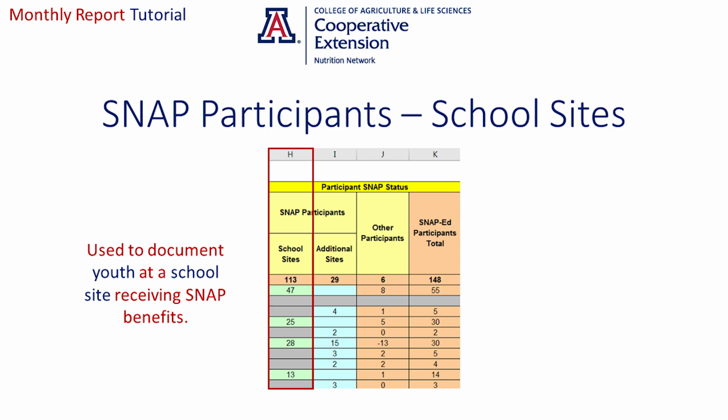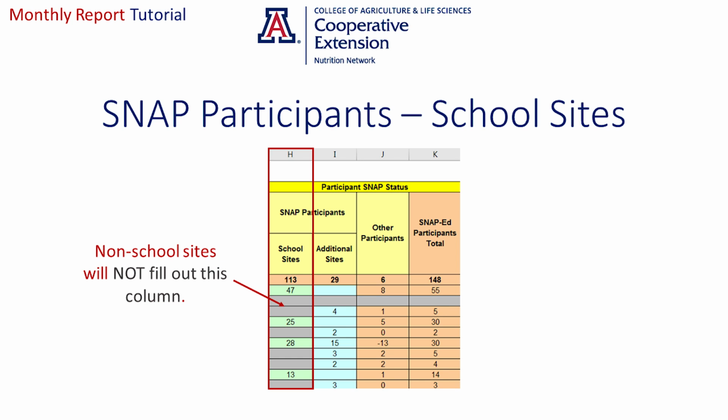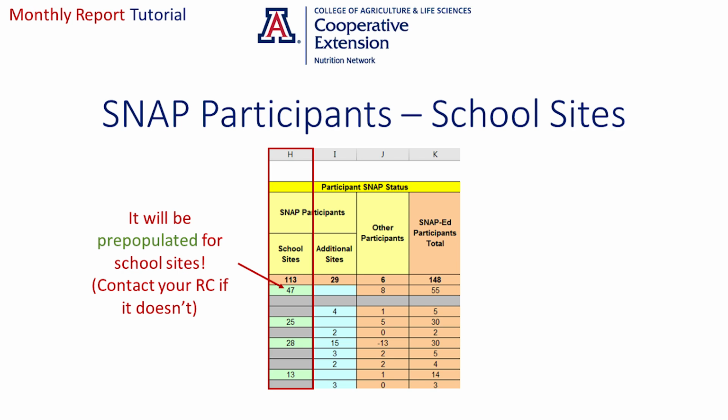Column H, SNAP Participants School Sites, is used to document youth at a school site receiving SNAP benefits. If your intervention was not at a school site, this column will be grayed out, indicating you do not enter information there. If working with youth at a school site, you will not need to enter any information, as this column will contain pre-populated data from the National School Lunch Program. Contact your RC if it doesn't.